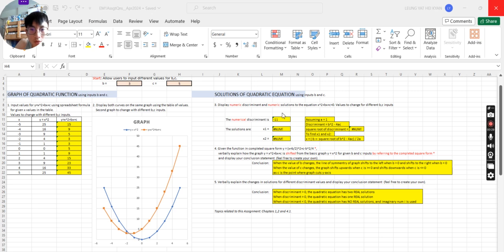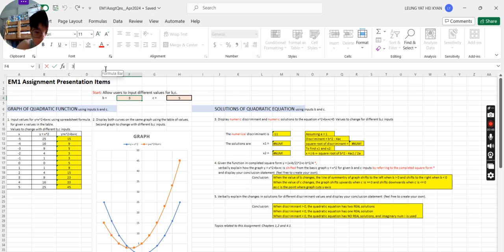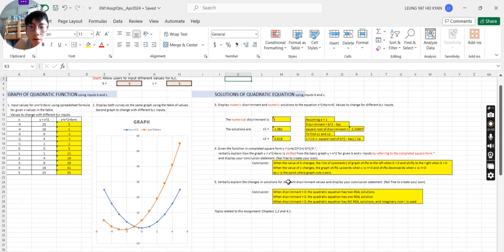Now, as of now, the numerical discriminant is negative 11, and I use the formula b squared minus 4ac over here. That's how I get my numerical discriminant. As of now, the values of x1 and x2 are not shown, but let's say I change the value of one of my inputs to, let's say, 5. The values would thus change, and now the values of x1 and x2 are this and this, corrected to 3 decimal places, and I use the formula negative b plus or minus the square root of b squared minus 4ac, over 2a.